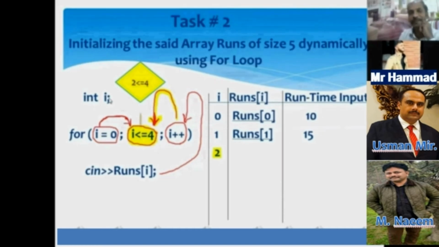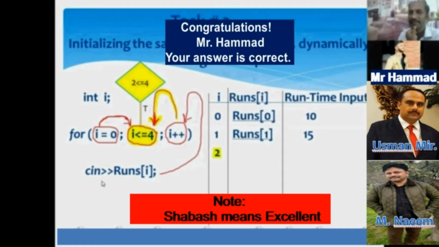Now do tell me whether this condition is true or false. Sir, true. Why is this condition true? Okay, your answer is correct. Sir, because 2 is less than 4. We have seen over here, the condition is true. Another question to you. Over here, the condition is true. The control of execution will be shifted to which statement? Sir, the for loop associated statement. Shabash. That one is the scanf statement.